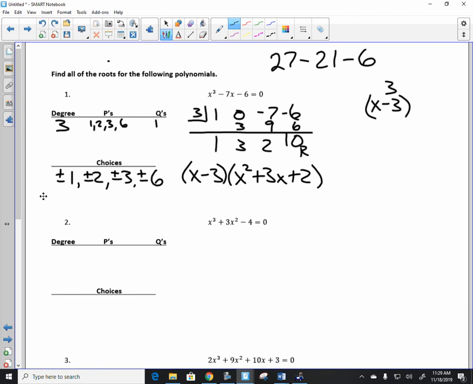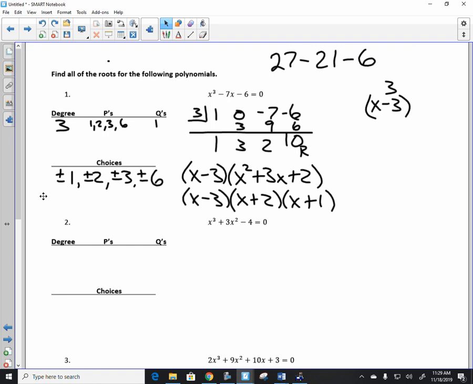We didn't know. We couldn't see it, but it does. It's right there. So we got x minus 3 times what? x plus 2 times x plus 1. Well, now I can list all my solutions. What are my solutions? 3, negative 2, negative 1. And what do you notice? Where do all those come from?